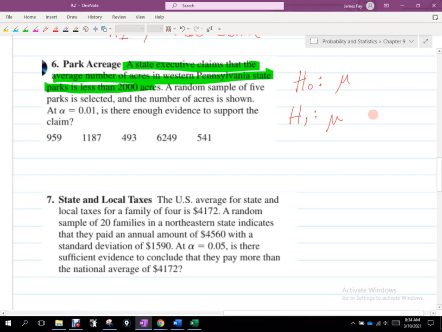Less than, greater than, always goes down here. There is never equality down here. So less than 2,000 means this has to be greater than or equal to 2,000, right? Which one was the claim? The first one we wrote. So H sub 1 is the claim because that's what we highlighted here. He is claiming this argument.